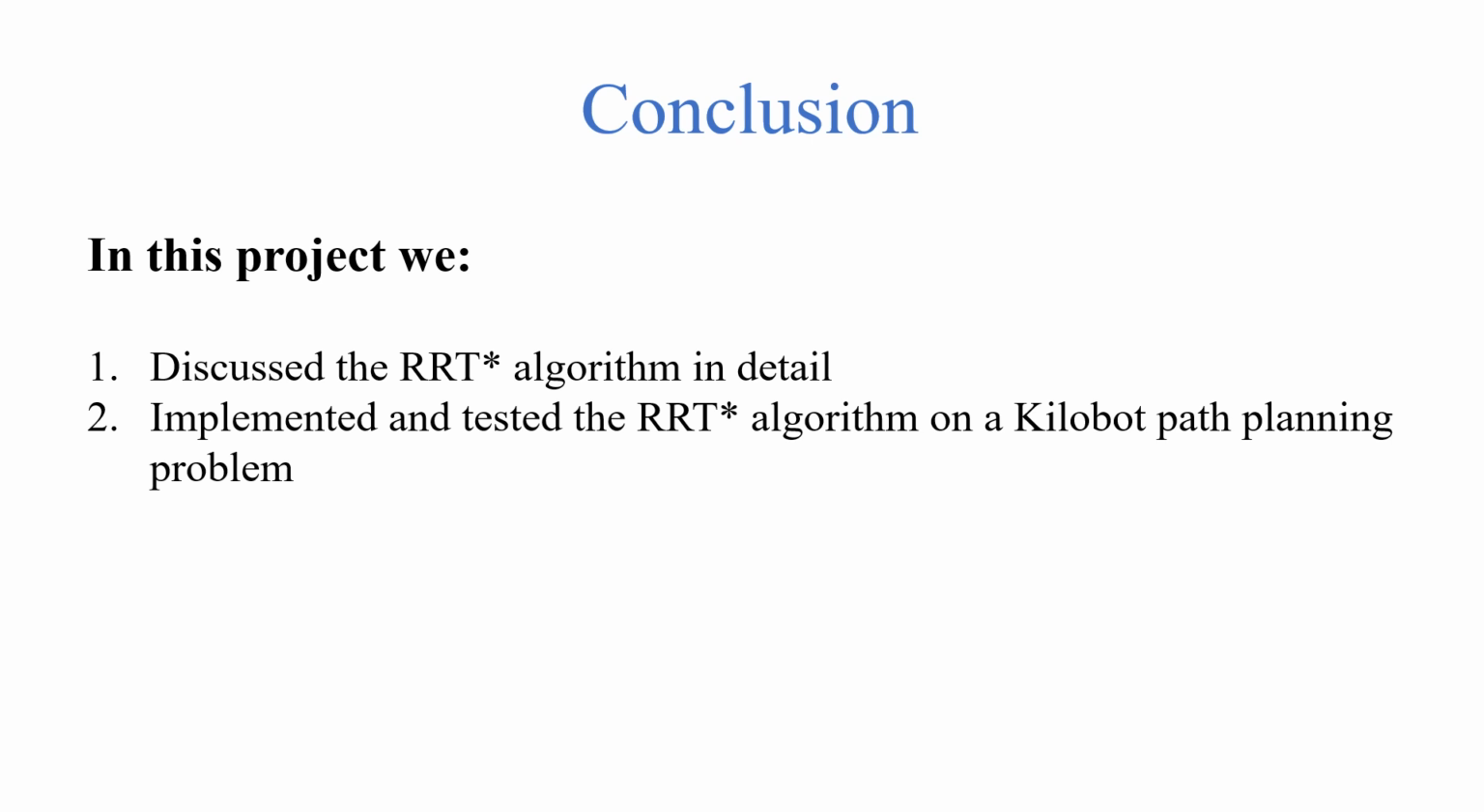Now, one of the problems of the RRT star algorithm is that it is kind of slow in convergence. This prompted researchers to find other variants of the RRT star algorithm that increase the speed of convergence. We're going to discuss some of them in later videos.